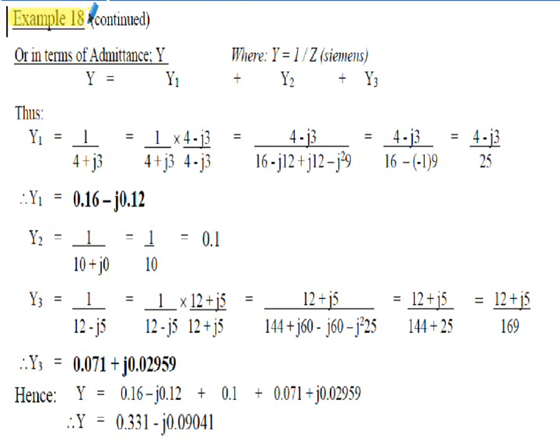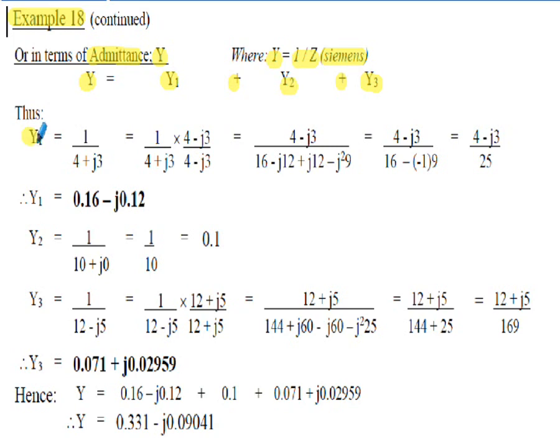Example 18 continued. So we're going to write the previous expression, 1 upon Z equals 1 upon Z1 plus 1 upon Z2 plus 1 upon Z3, in terms of what's called admittance, symbol Y, where admittance is equal to 1 divided by impedance, 1 divided by Z, and it has unit Siemens. So now writing the previous expression in terms of admittance, we get Y is equal to Y1 plus Y2 plus Y3. So we're going to calculate the Y1s, Y2s and Y3s individually.